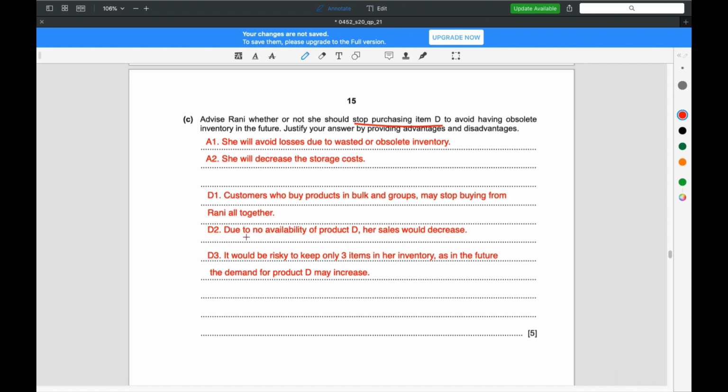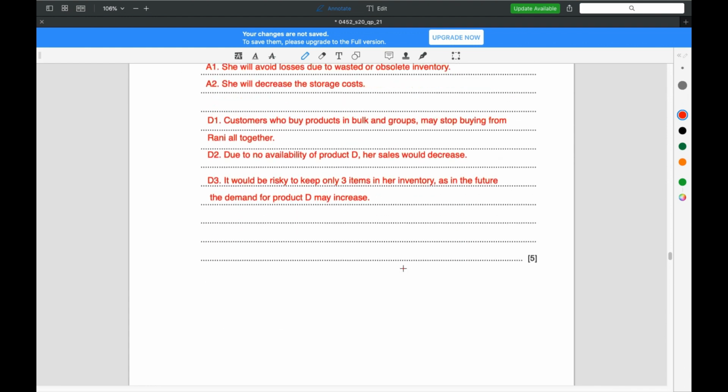Another disadvantage would be that due to no availability of product D, her sales would decrease, right? So if she's not selling product D, her sales will decrease, obviously. And then it would be risky to keep only 3 items in your inventory, as the future demand for product D may increase. If, for example, in the future people come and say, we need item D, and the demand for it in the market increases, that is going to be bad, right? So you technically just gave that away by keeping only 3 items in your inventory. So that is another 5 marks.